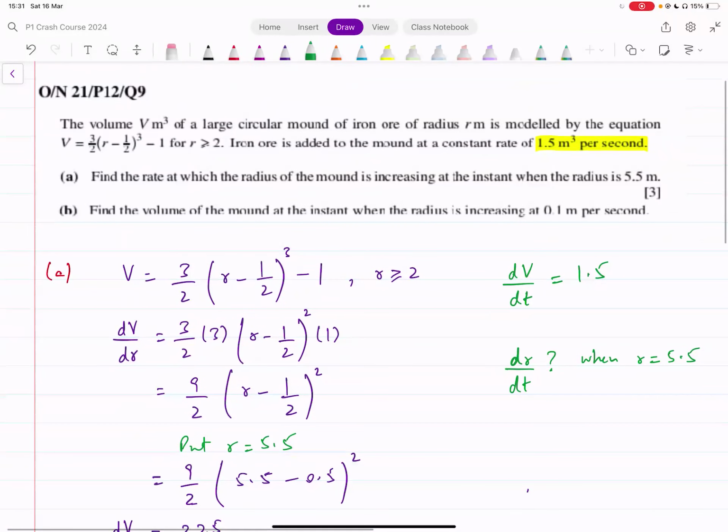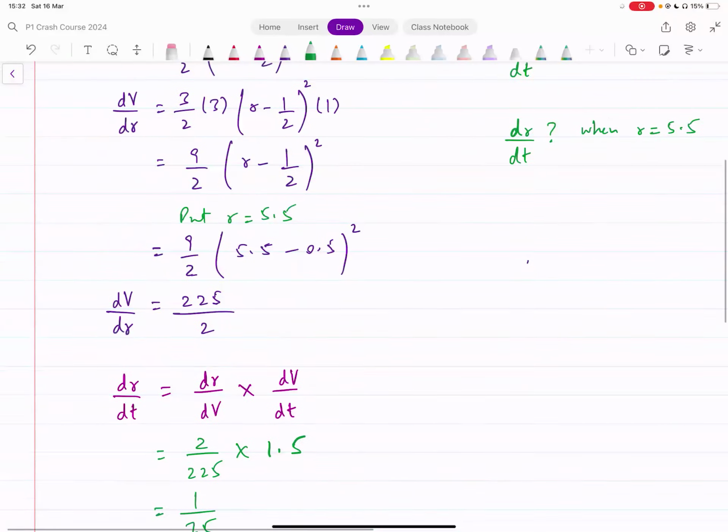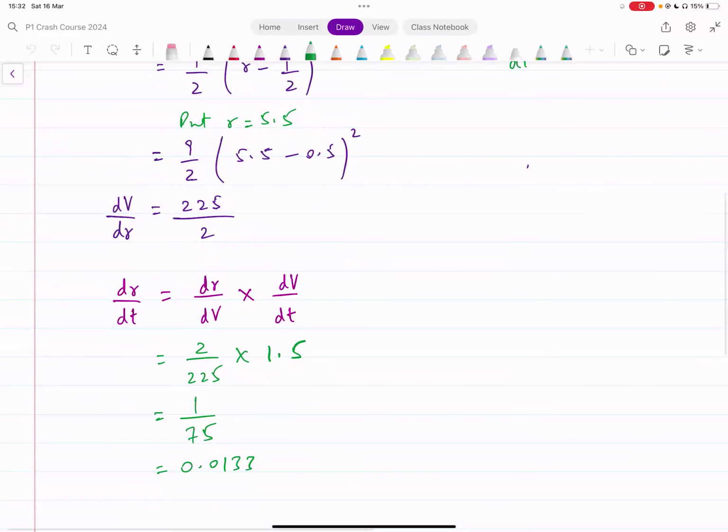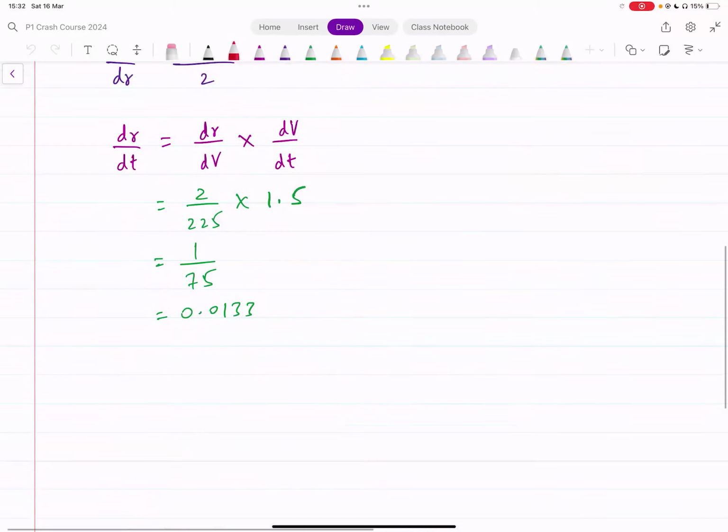Any problem with this? Is this all right? Yes, sir. Okay, let's have a look at the second part now. Part B.